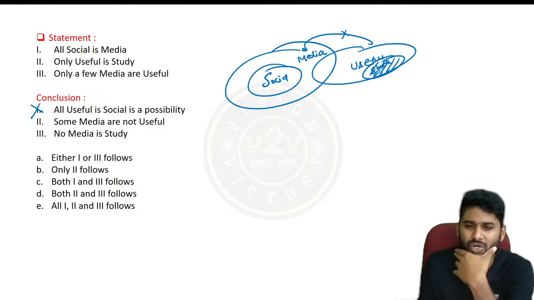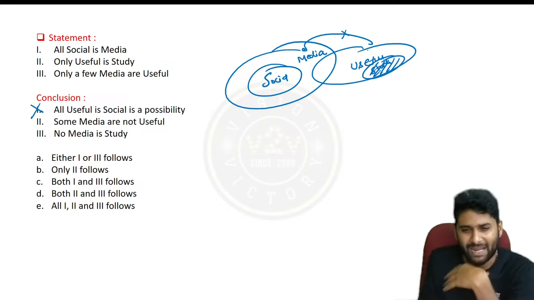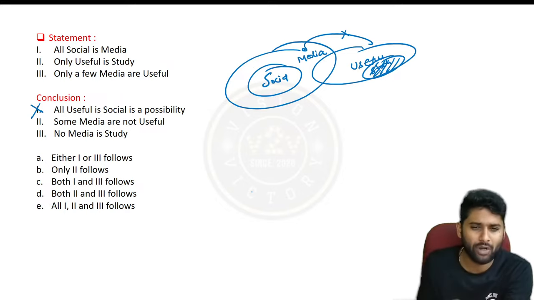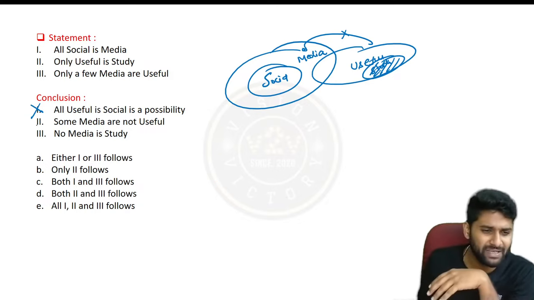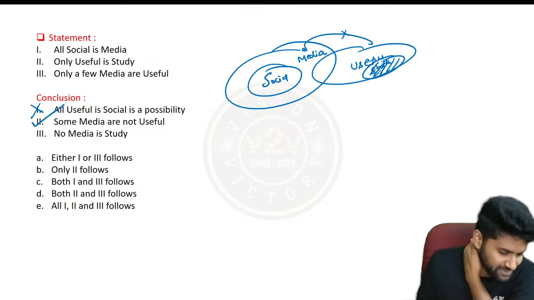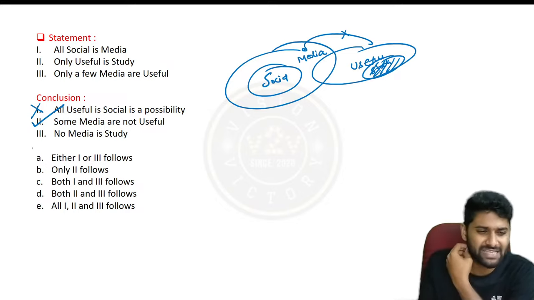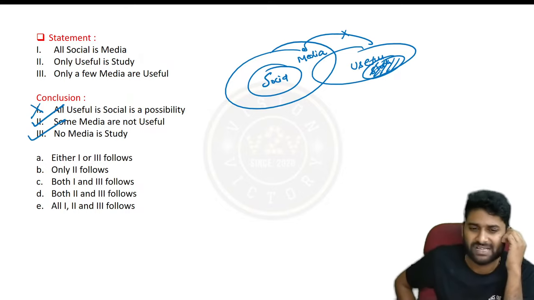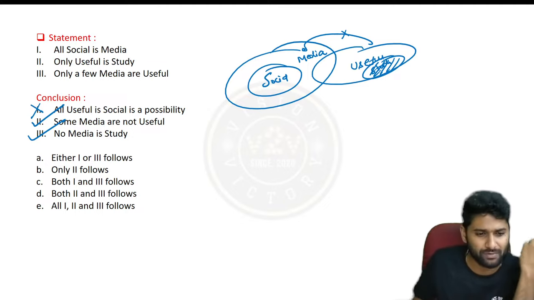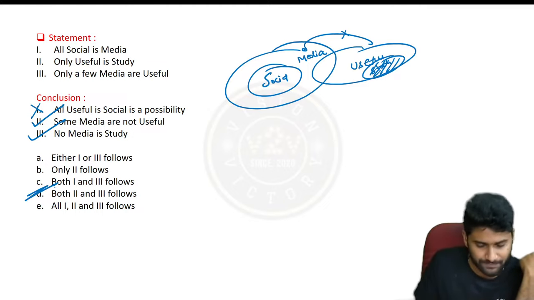Some media are not useful. All media can be useful? Not possible, guys. If all media is not useful, definitely some media is not useful. It's valid. No media is study absolutely follows. Why? Because study belongs to only useful. So conclusions 2 and 3 follow.